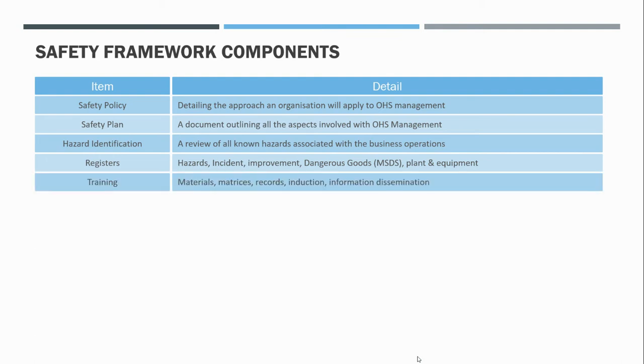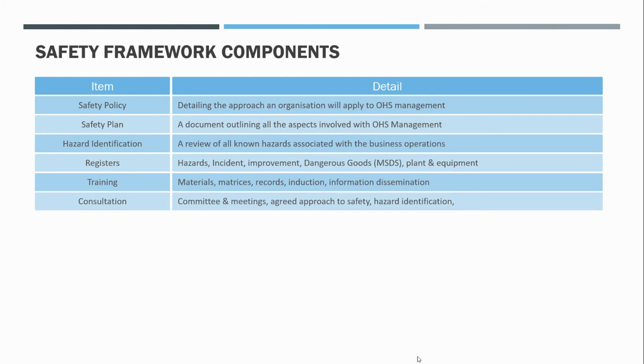In terms of training, we'll need to arrange some training materials and training matrices to understand who needs to be trained in certain areas. We'll need to have some records of that training. We'll need to perform some inductions and take records of those inductions, and work out how we're going to disseminate the information to employees.